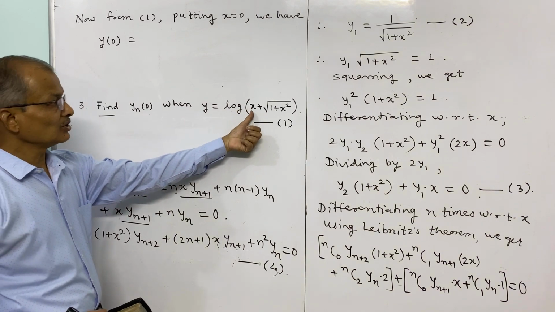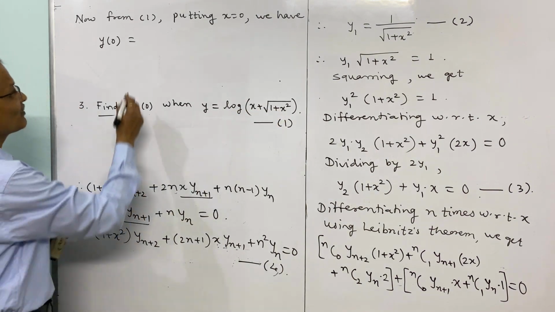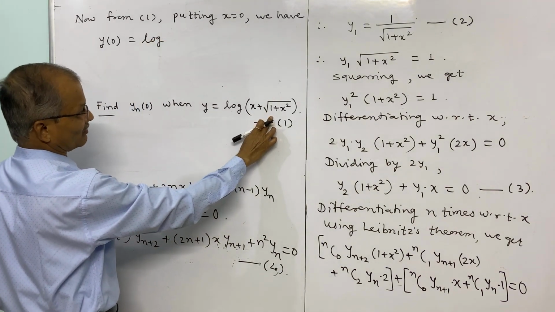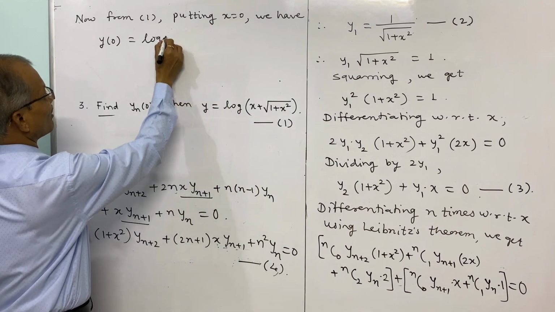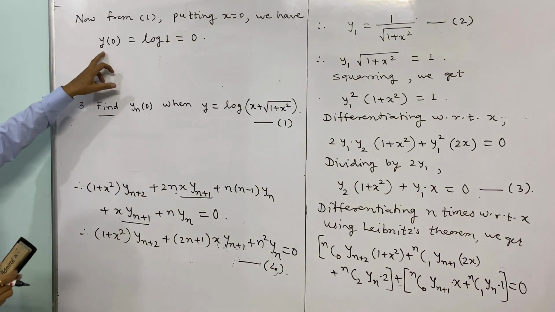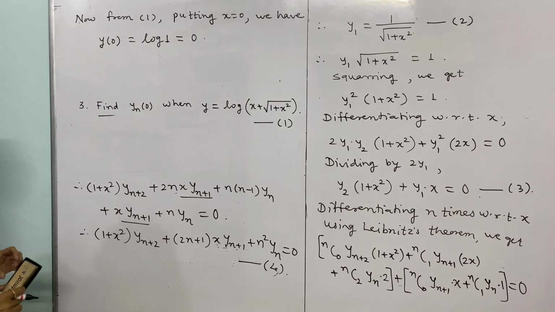Log of 0 plus root of 1 plus 0 square. That will be log of 0 plus root 1, which means only 1, so log 1. But we know log 1 is again 0. So y of 0 is 0, or y at 0 is 0, from the first equation.